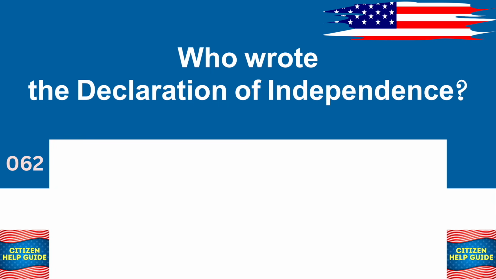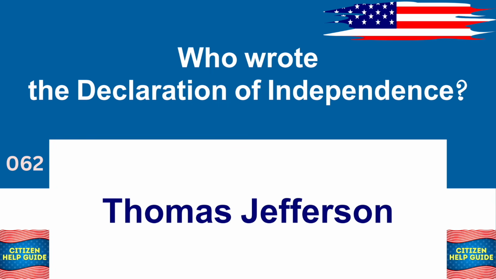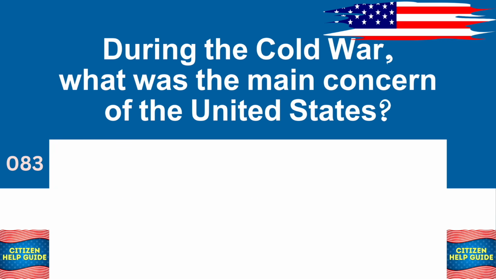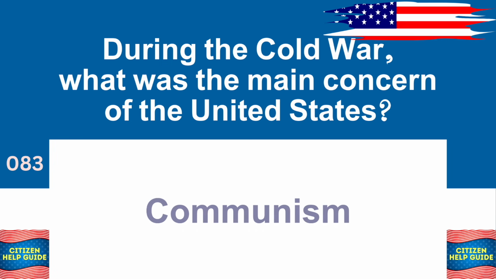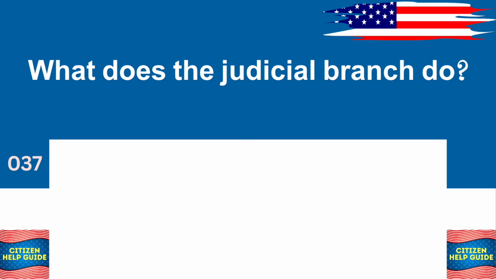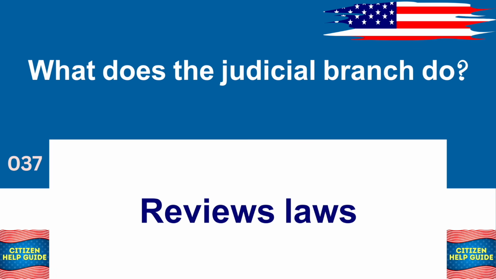Who wrote the Declaration of Independence? Thomas Jefferson. During the Cold War, what was the main concern of the United States? Communism. What does the judicial branch do? Reviews laws.